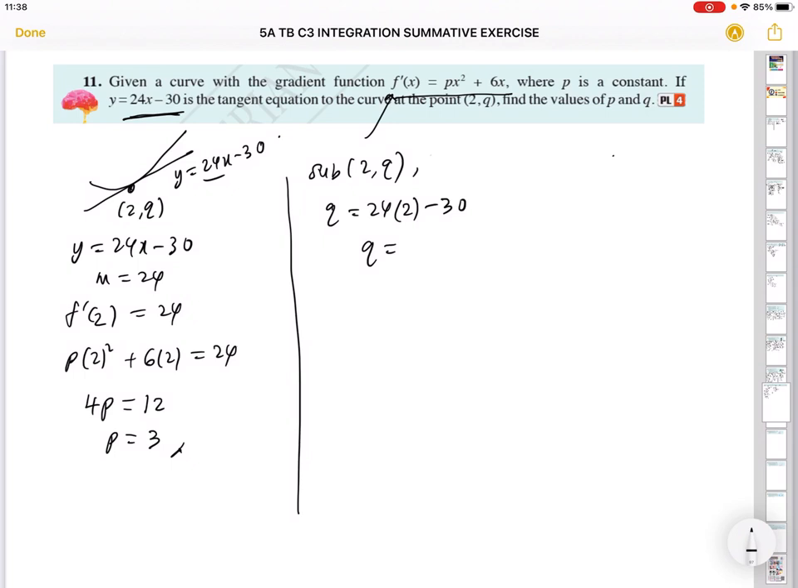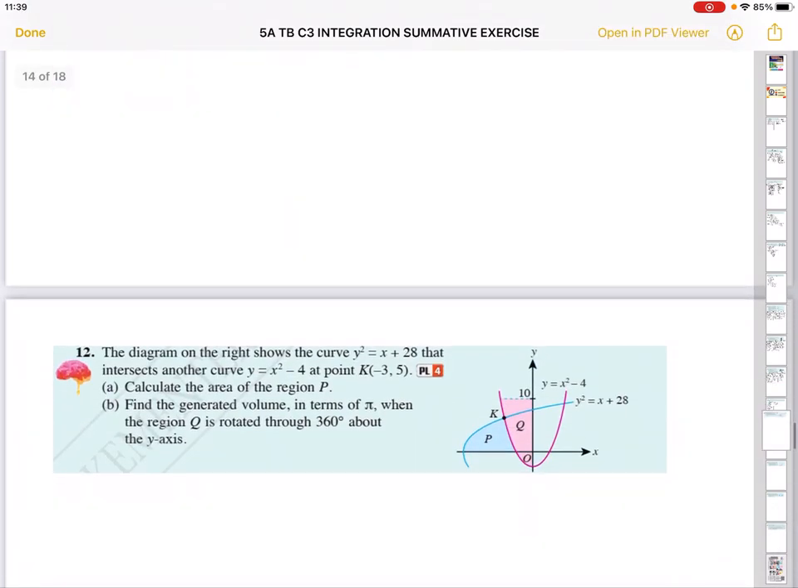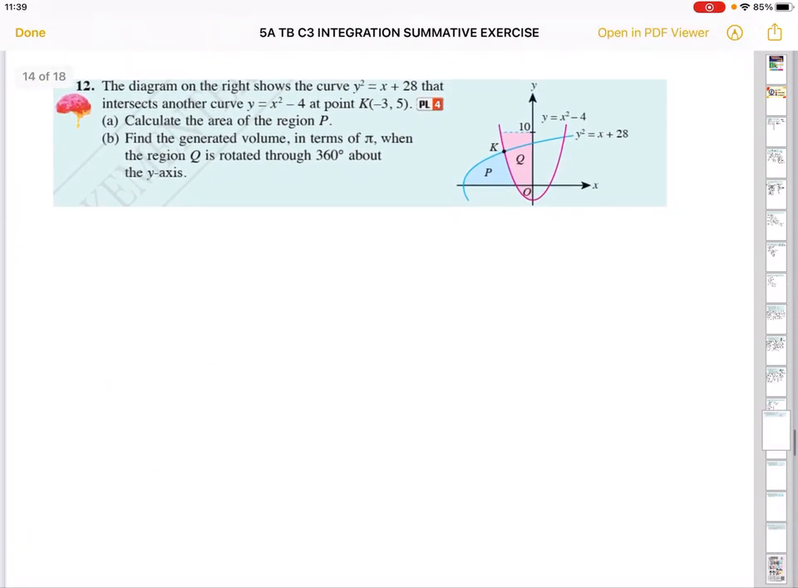Alright, let's look at question number 13. Okay, this one looks a bit tricky. The diagram on the right shows the curve y squared equals x plus 28 intersecting the curve at point K. Calculate the area of the shaded region P. Alright, if I know point K, I can just draw a line here. I know this is -3, this is 5.